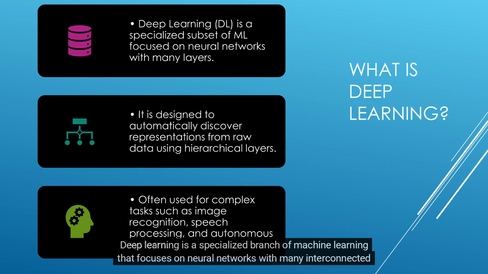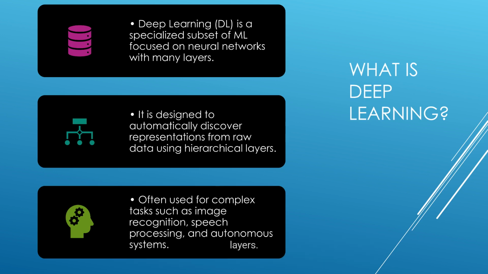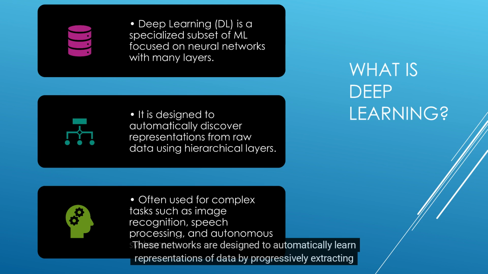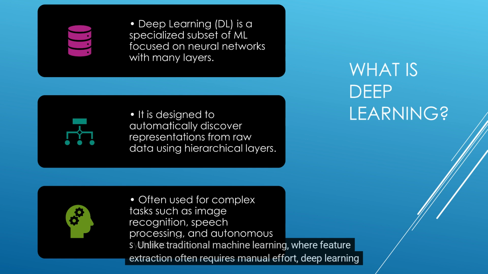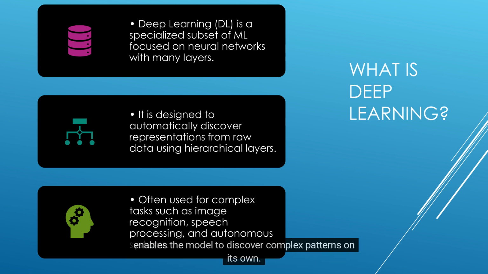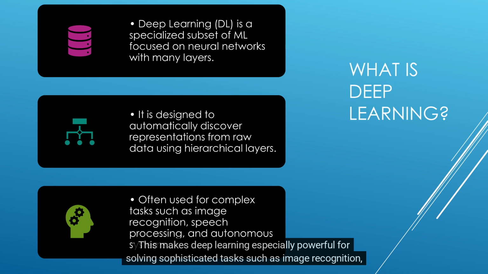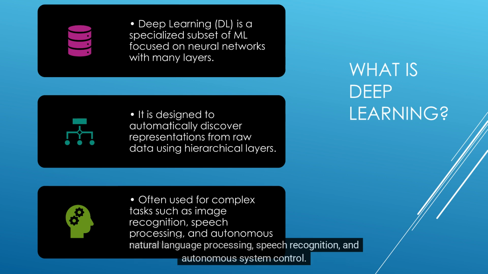Deep learning is a specialized branch of machine learning that focuses on neural networks with many interconnected layers. These networks are designed to automatically learn representations of data by progressively extracting higher-level features from raw inputs using hierarchical structures. Unlike traditional machine learning, where feature extraction often requires manual effort, deep learning enables the model to discover complex patterns on its own. This makes deep learning especially powerful for solving sophisticated tasks such as image recognition, natural language processing, speech recognition, and autonomous system control.